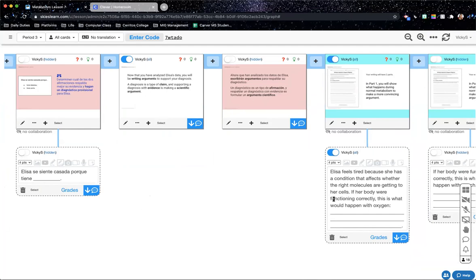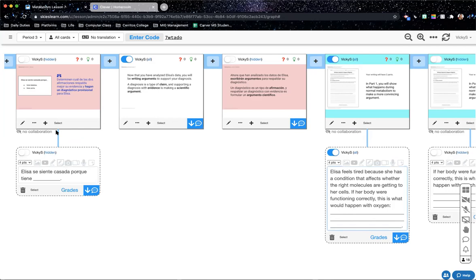If her body were functioning correctly, this is what would happen to the oxygen. So in a healthy body, what would happen to the oxygen? Right here, we have to write that we breathe in oxygen, and then it goes into our respiratory system, and then it goes into our cells, right?